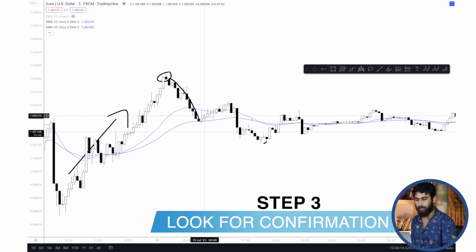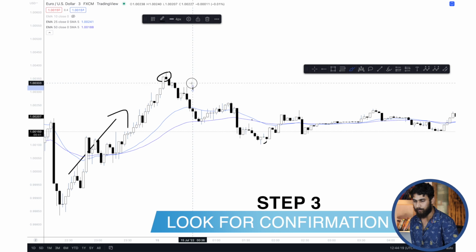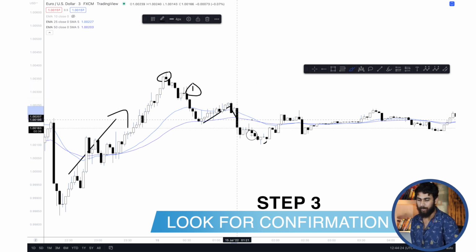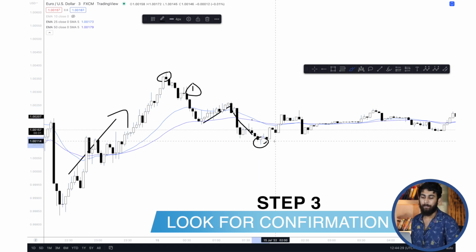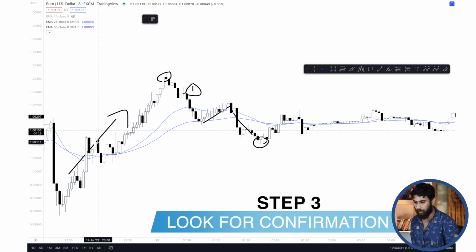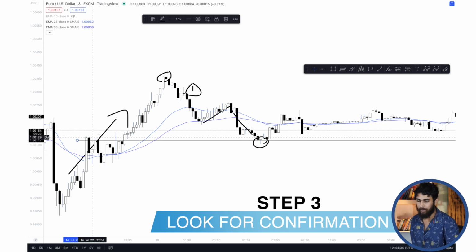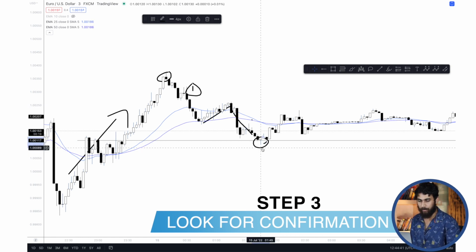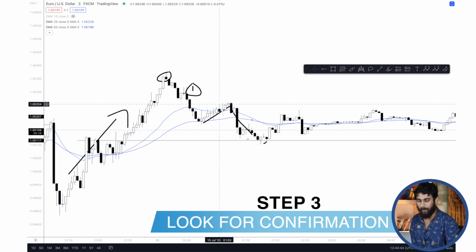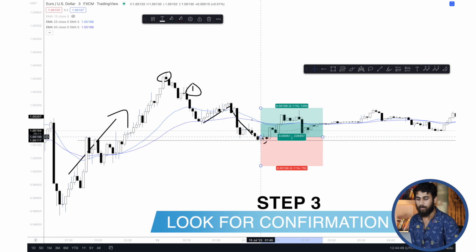So let us say this was the first pullback, that is the first leg, then a pullback, then a second leg. Here, you can see how the price created a bullish pin bar, which was our entry confirmation. And if we draw a line from here, you can see how this was earlier the resistance, and now it is acting as a support. So what you will do quickly is, after you find two pullbacks, you will enter a long position after a pin bar is formed.